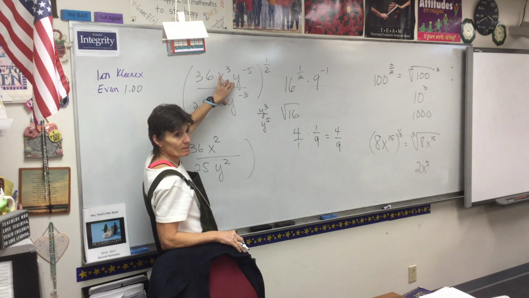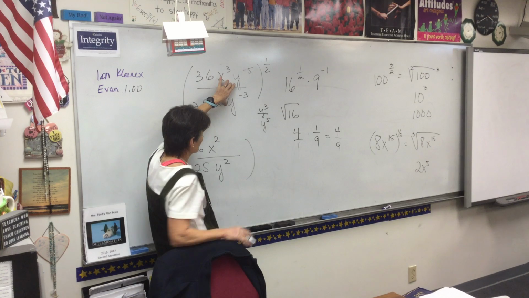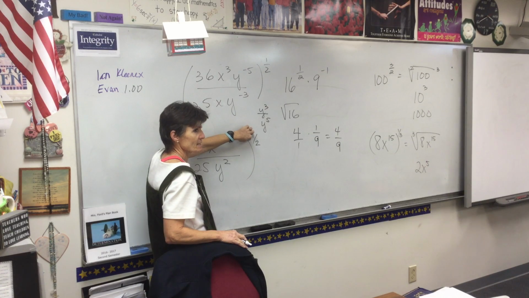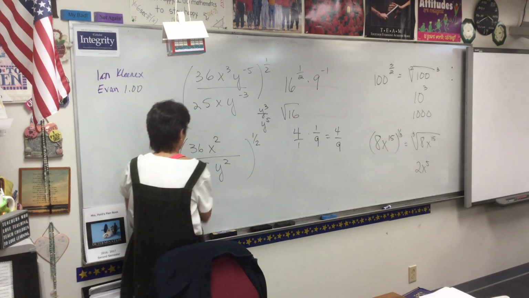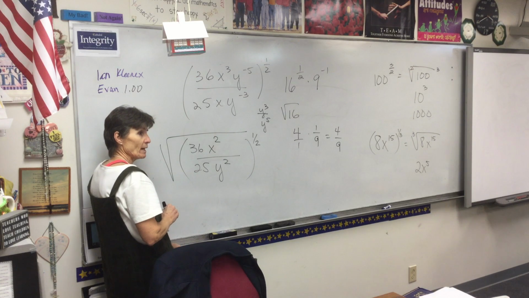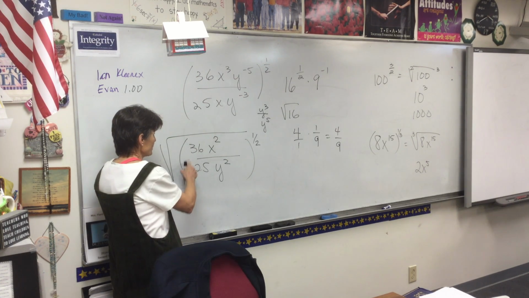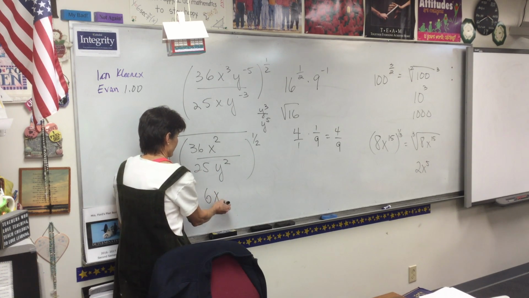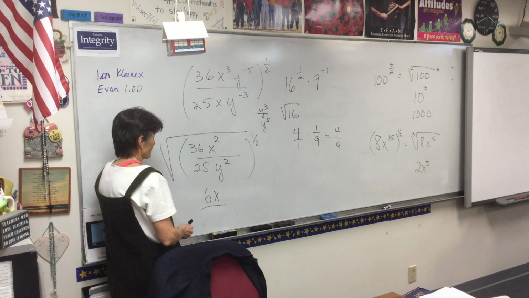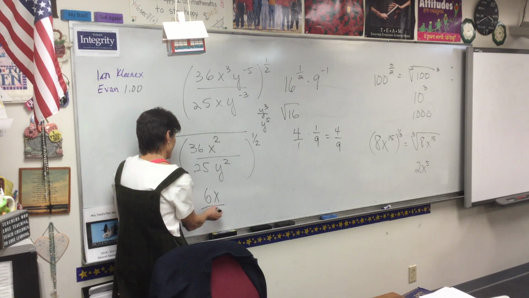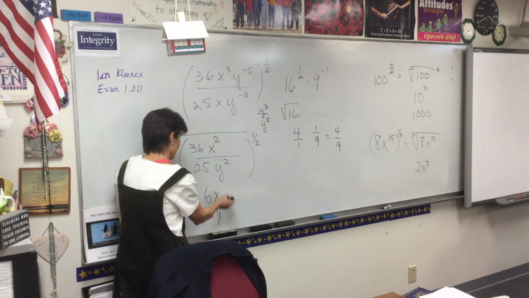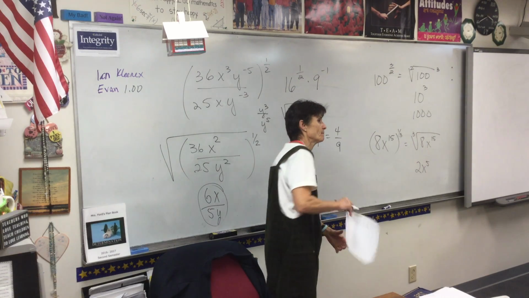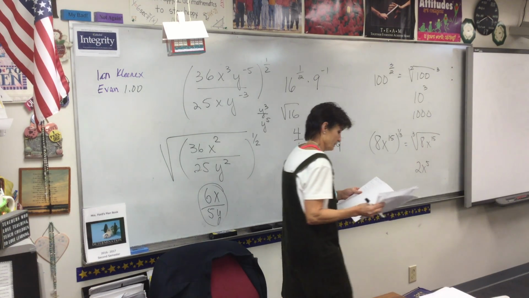Was that too fast? Everybody follow that? To the 1/2. What does 1/2 mean as an exponent? Square root. Square root of 36? 6. Square root of x squared? x. Square root of 25? 5. Square root of y squared? Just y. There's your answer. Beautifully done.